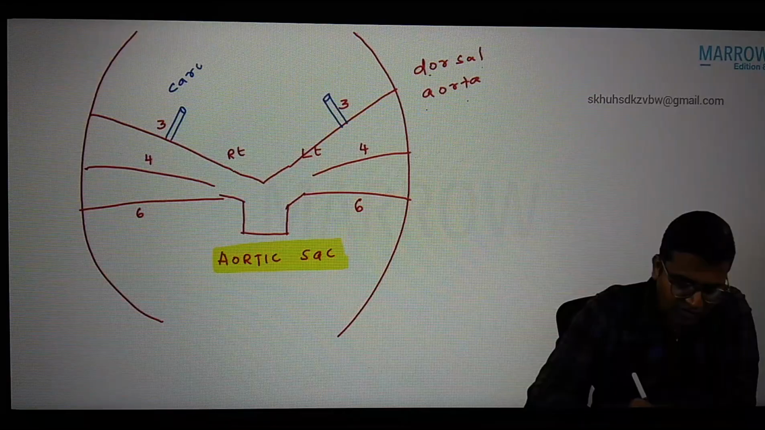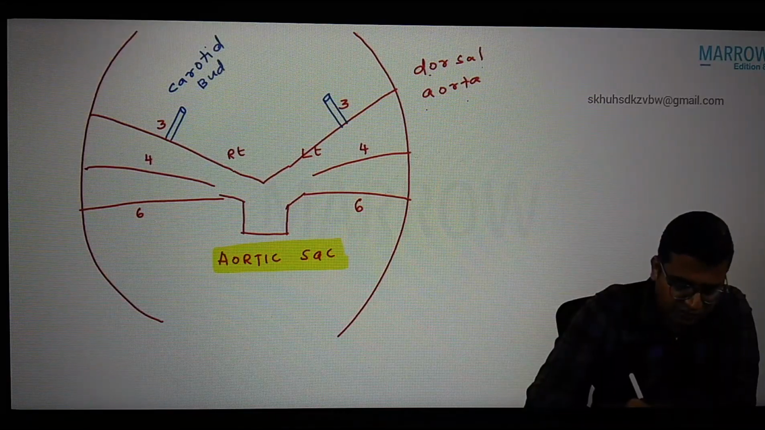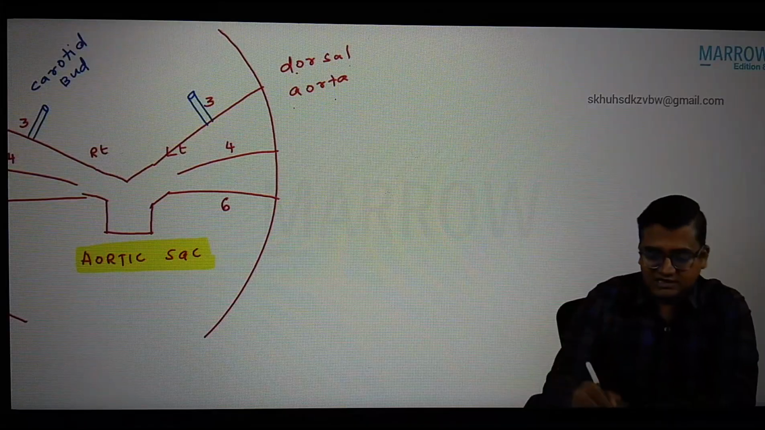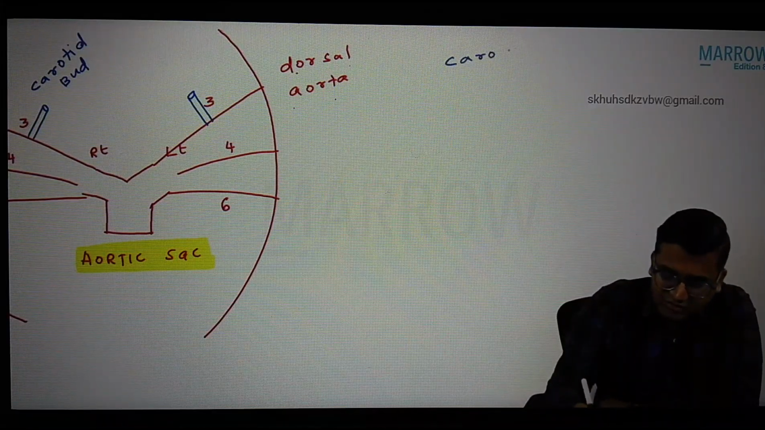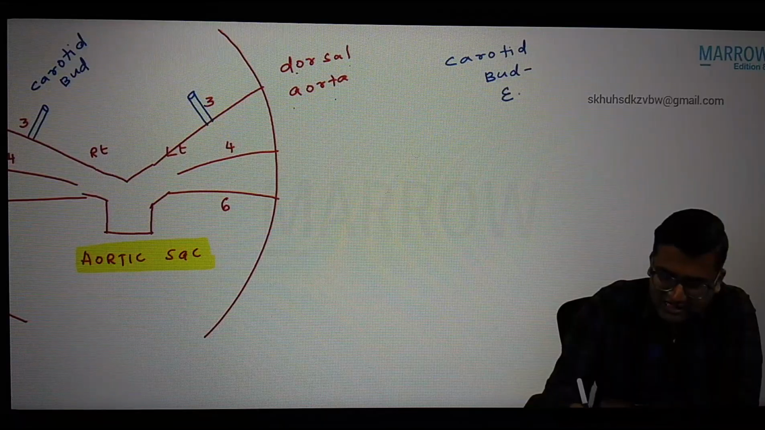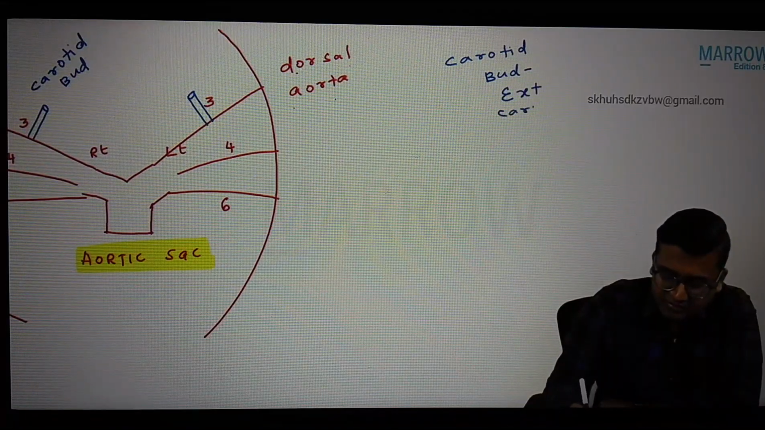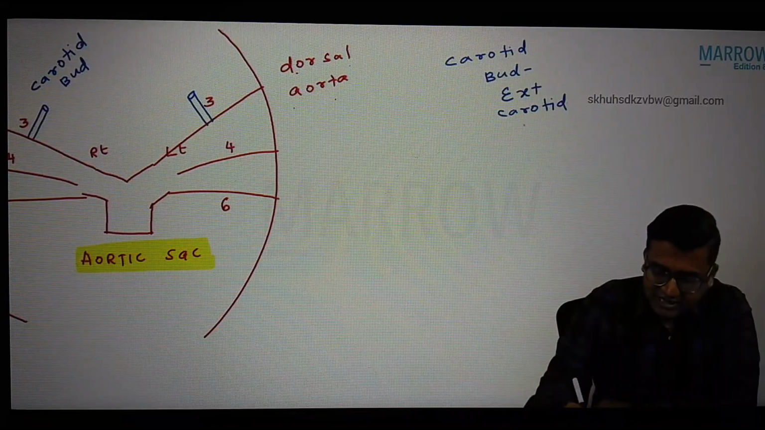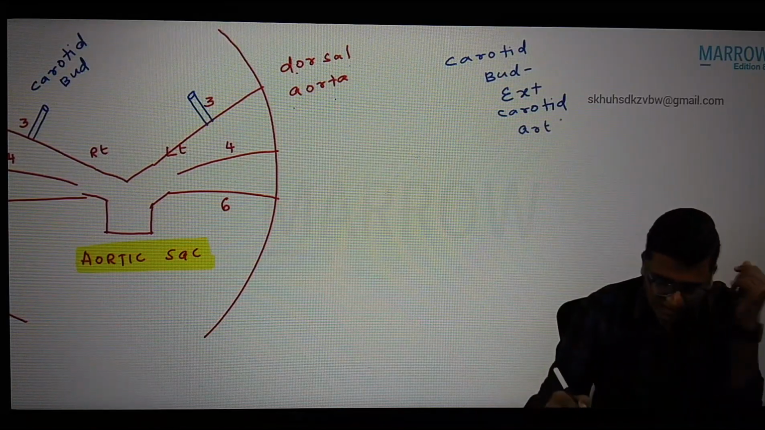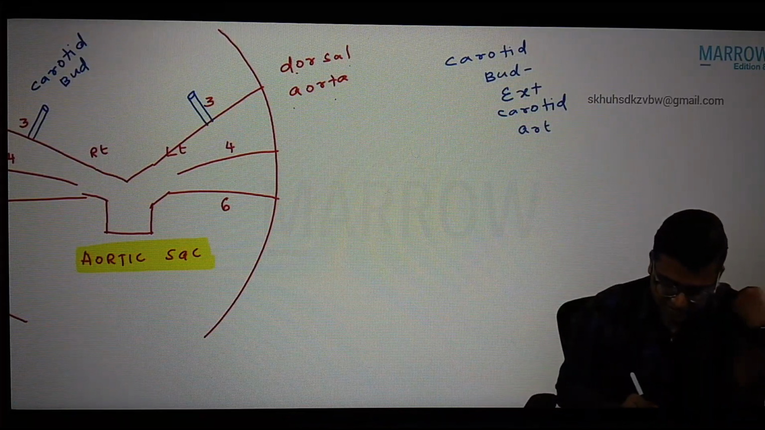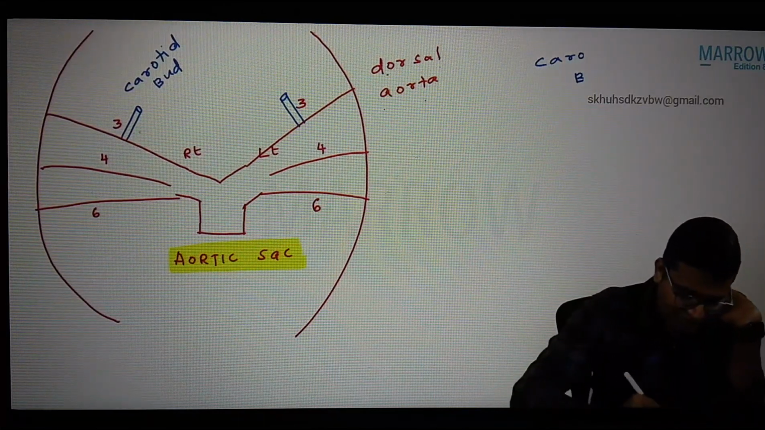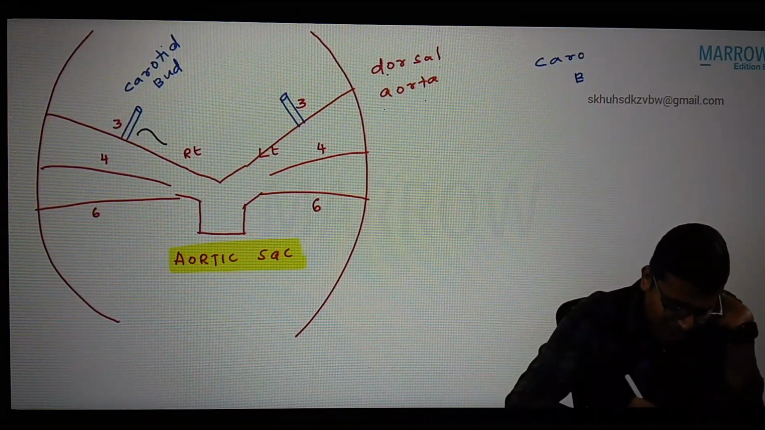This is our carotid bud. Now the carotid bud is formed on each side of the third arch artery. This carotid bud will form our external carotid artery. The carotid bud formed on the third arch artery on either side will form the external carotid artery.